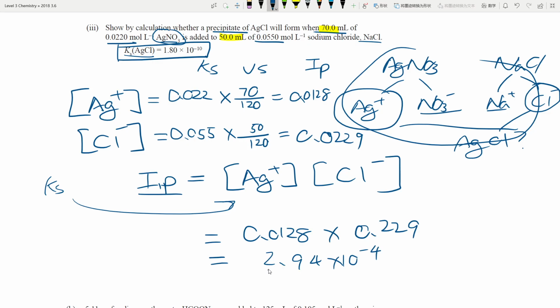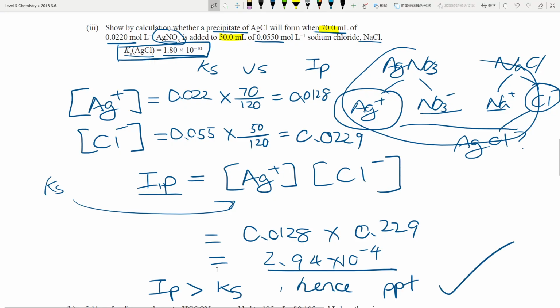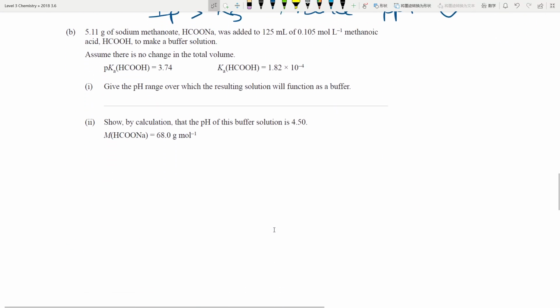Now you compare the IP versus the Ks. Your IP is bigger than Ks. This is a bigger number, hence you will see a precipitate. Yes. Okay, so you can leave school. Next one. Predicting precipitate. That's when you see the word whether precipitate would appear or not, go straight into that particular method of calculating, then you won't be wrong.